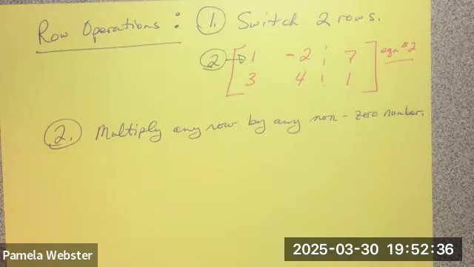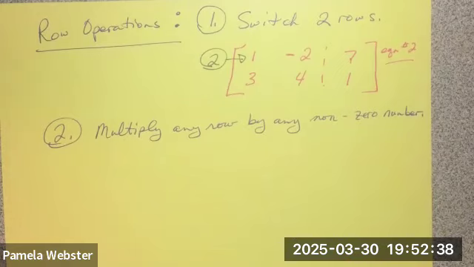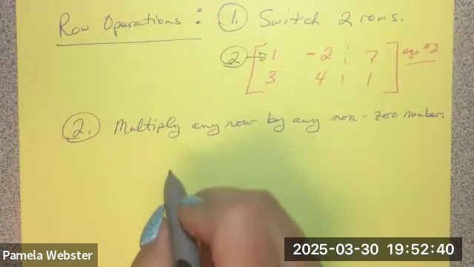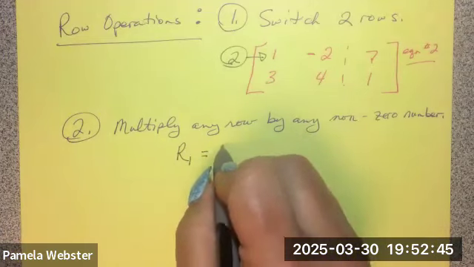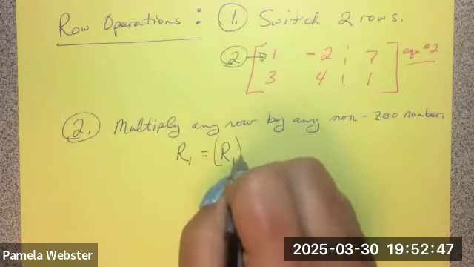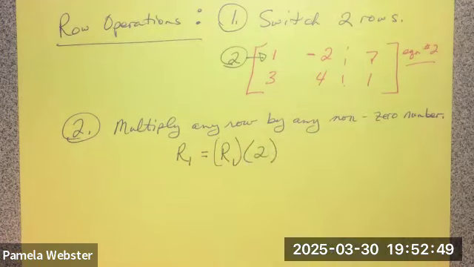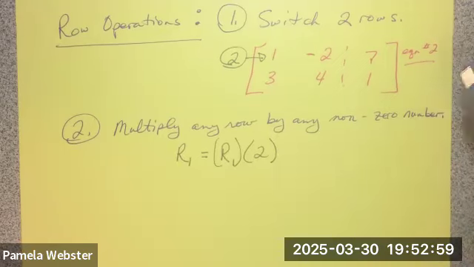So there's some notation for that, and it looks a little mathy. It looks kind of like this. Row 1 becomes row 1 times 2. I don't really care if you know that notation, except that I'm pretty sure it's in your MyMathLab like that, so I want you to see that. But all this stands for is row 1.